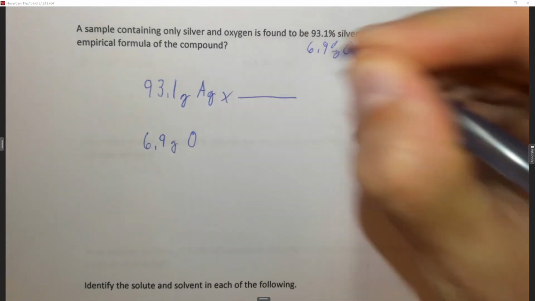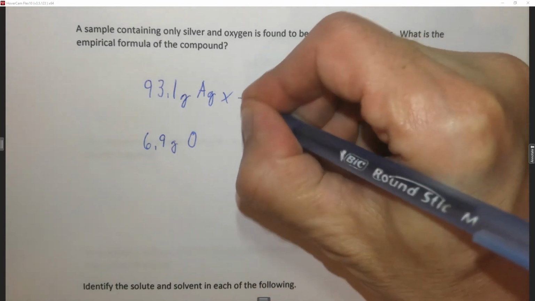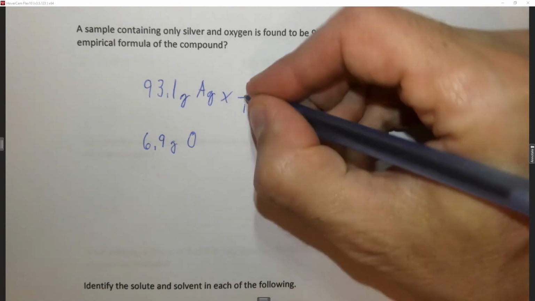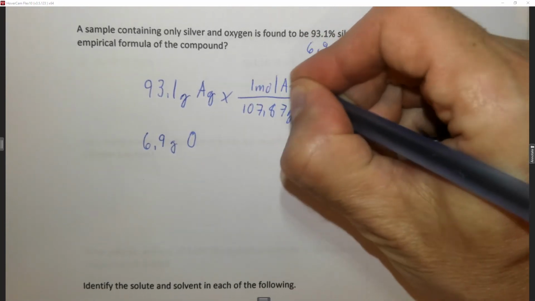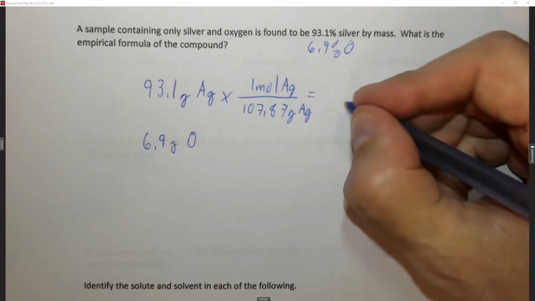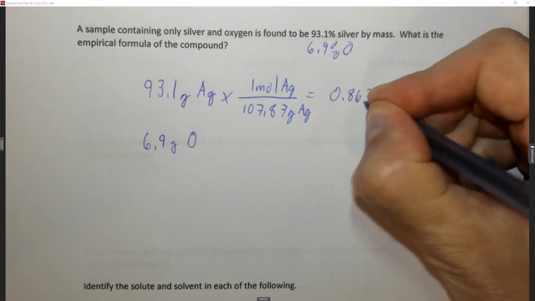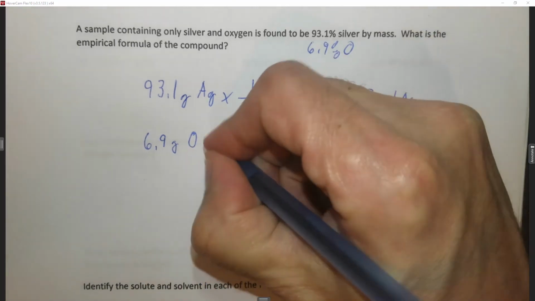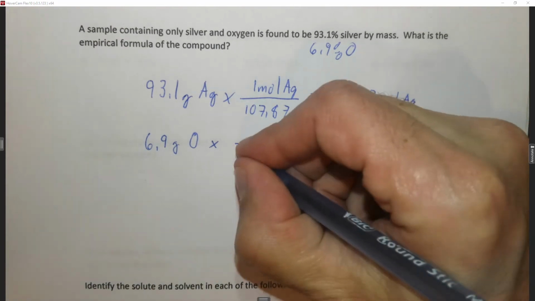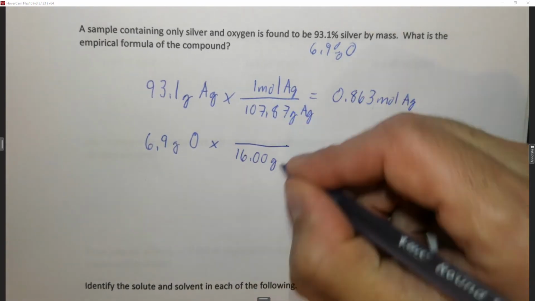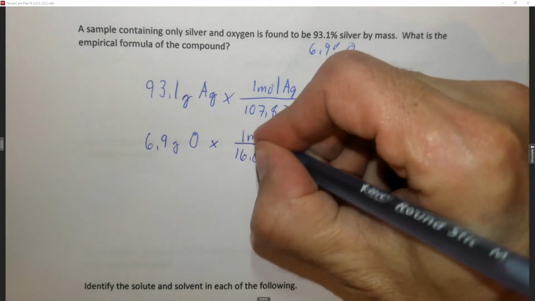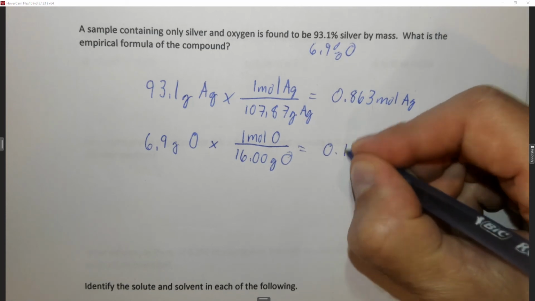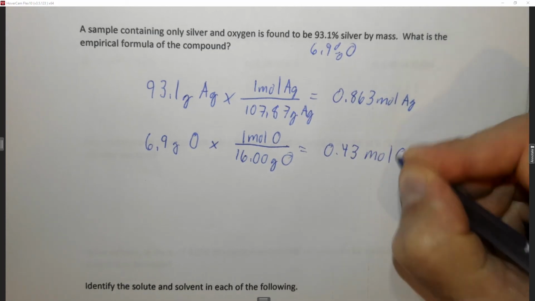Well, if we look at a periodic table, the molar mass of silver is 107.87 grams, which we want to put on the bottom. And on top, we want 1 mole of silver. When you do that math, you get 0.863 moles of silver. Now for oxygen, we repeat the same thing. In this case, we want to put the molar mass of oxygen, which is 16.00 grams of oxygen, on the bottom, and 1 mole of oxygen on the top. When we do that, we get 0.43 moles of oxygen.